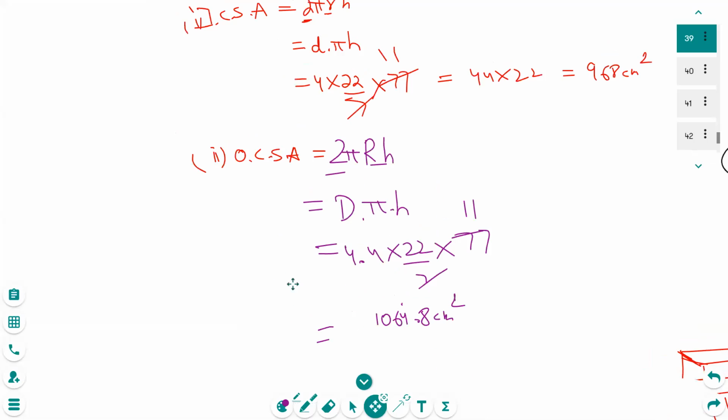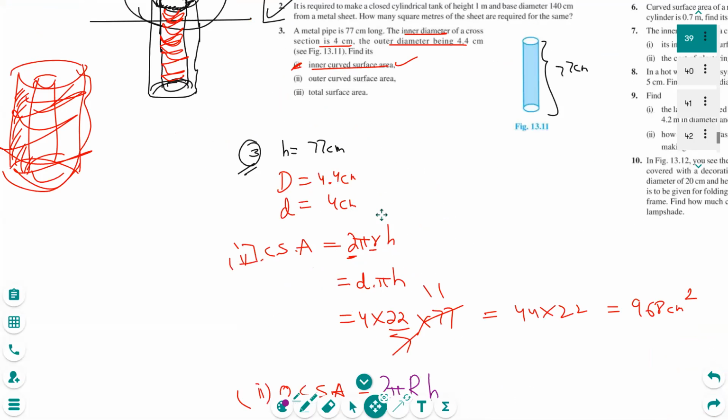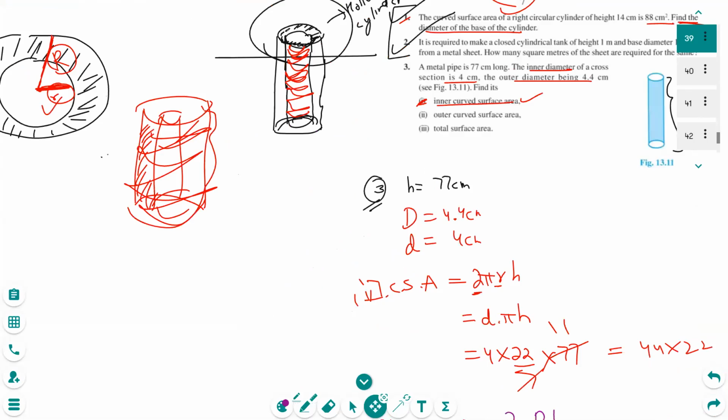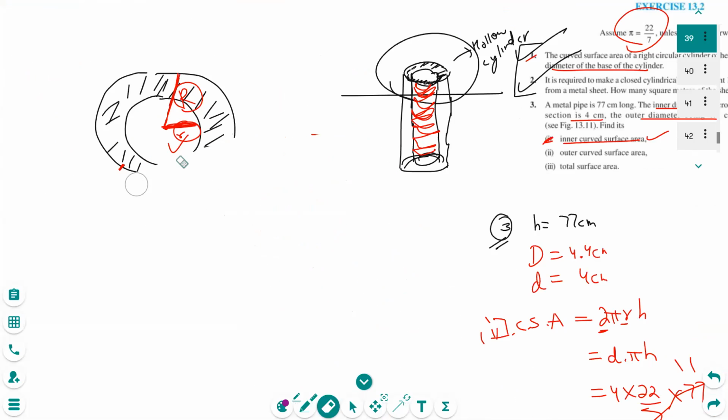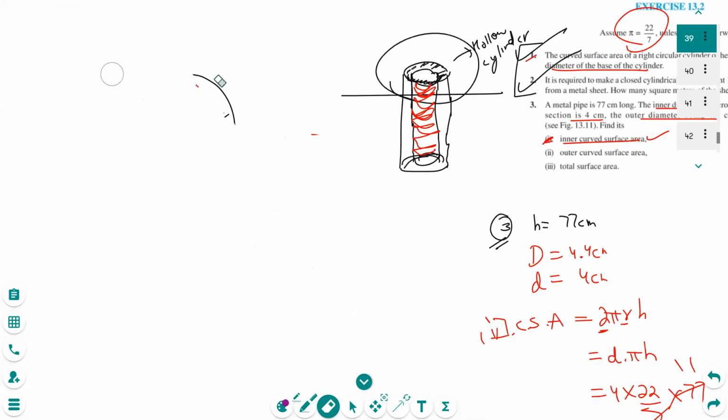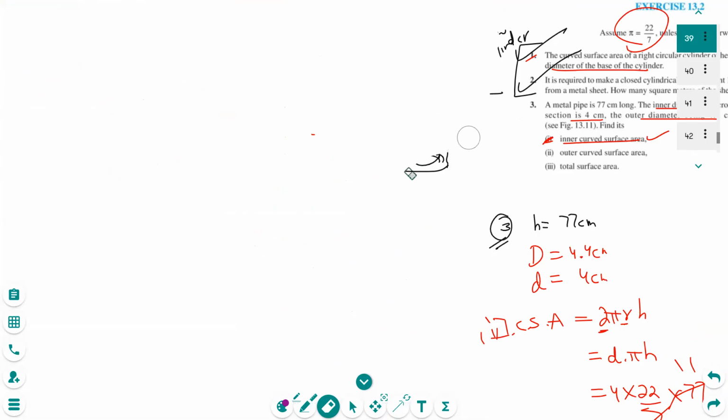Okay, so this is my outer curved surface area. Now about the total surface area. Now this total surface area is going to be a bit tricky. You need to understand this part because this is the trickiest part in this question. Total surface area if I take, I will rather show you people. What do we mean by total surface area here?